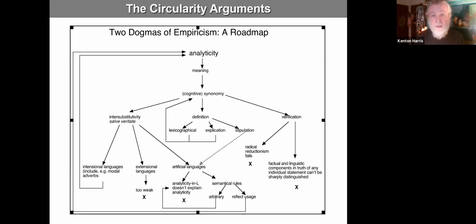So no matter what way I try to go from analyticity to meaning to synonymy, I'm going to trip up at synonymy. I'm not going to be able to come up with a satisfying account, and therefore I'm not going to be able to come up with a satisfying account of analyticity. We aren't there yet, but that's essentially the roadmap here.